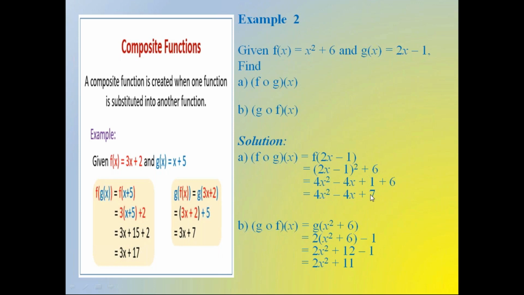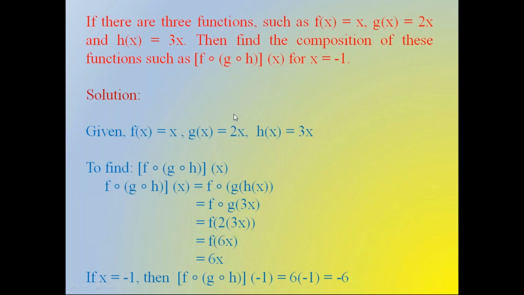Similarly, G composite f of x equal to g of f of x. Now, in the g of x function, replace x by x squared plus 6. And if you simplify, this is the final resultant answer.